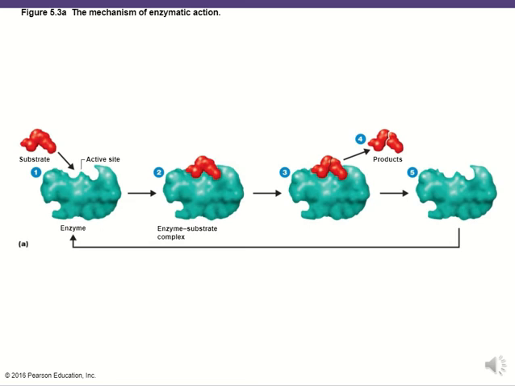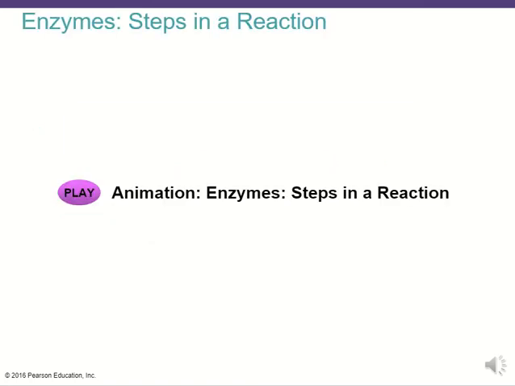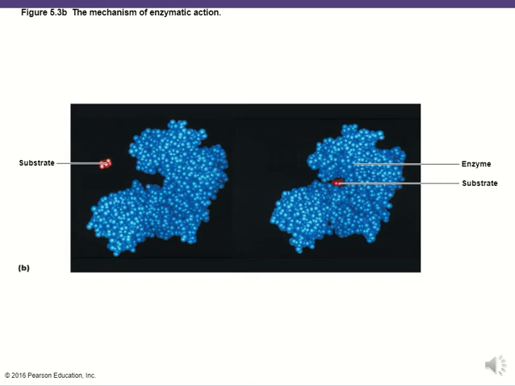This just shows that there is a specific site on enzymes where substrates can bind and then be converted into products, either by splitting them up or combining them. But the enzyme does not get used up or destroyed in the process. Thank goodness.